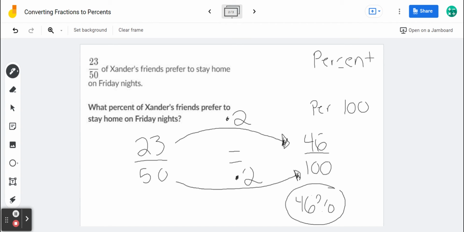I believe in Khan Academy, the percentage symbol will already be there. So your job is just to type in 46. Do not attempt to type in 46 over 100. It will mark it wrong.